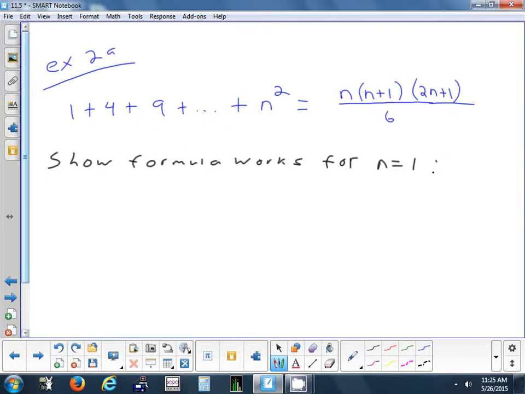So show that it works for n equals 1. Okay, Alex, if I add up just the first perfect square on the left-hand side, what do I get? 1. Just the first term. Just 1. Okay, now let's see if you plug 1 into the formula, if that works.